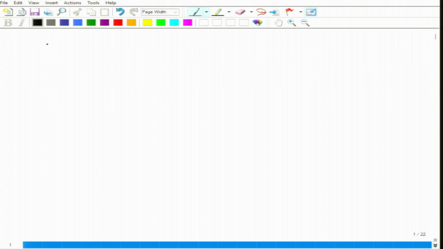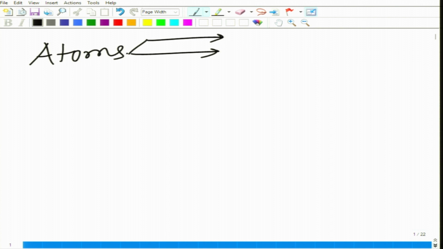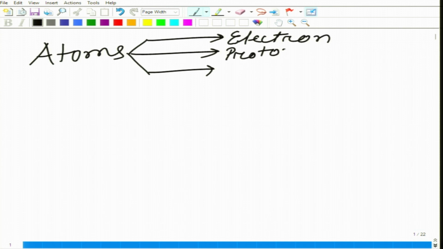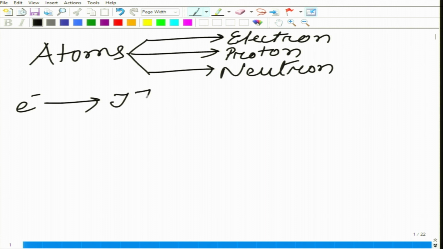Before moving on to that concept, we will have some quick revision about the backgrounds. So, atoms have mostly three subatomic particles: electron, proton and neutron. So, electron was discovered by J.J. Thomson by the cathode ray experiment.